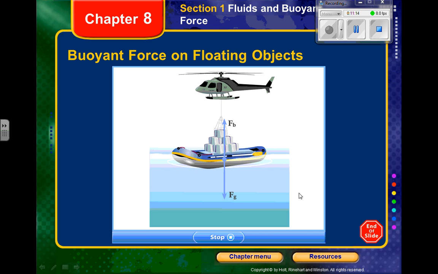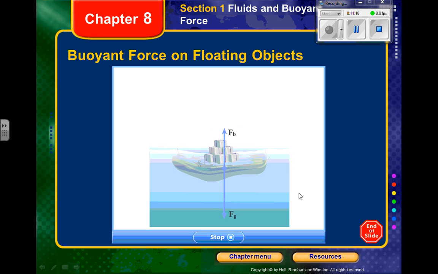It is possible to sink a raft if the total weight grows too much. To sink a raft, the total weight of the raft must be greater than the weight of an amount of water equal to the whole submerged volume. In other words, an object will sink in water if its density is greater than the density of water.